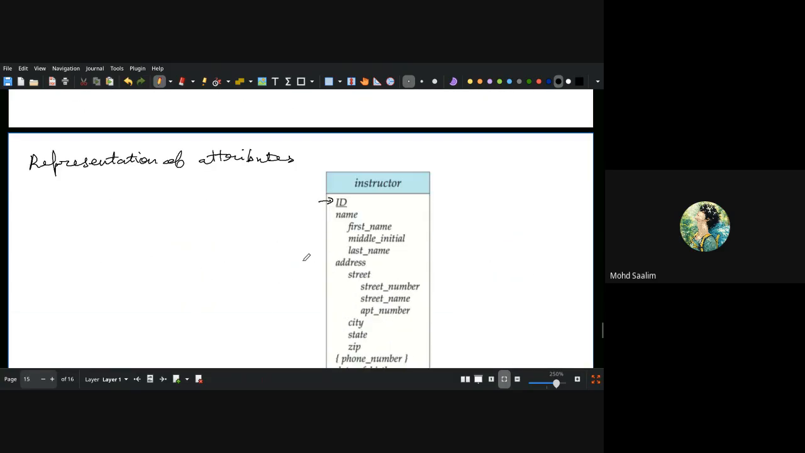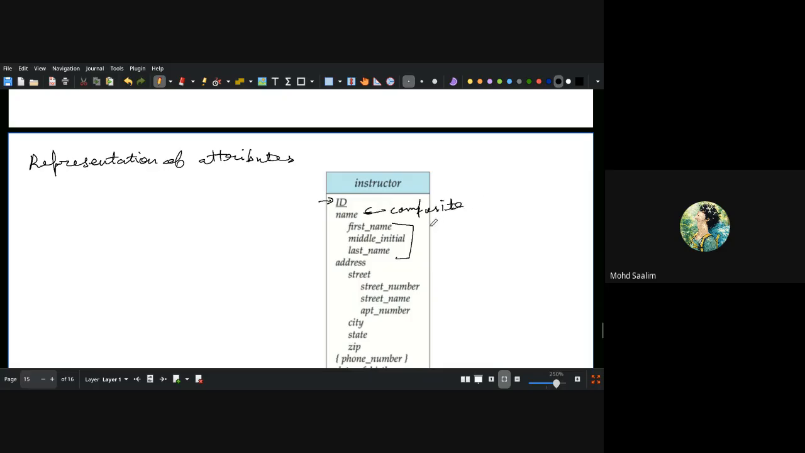But when you have a composite attribute, what is a composite attribute? That can be broken into further meaningful sub attributes. Then you show these broken parts like this. For example, if you pick the name, it can be broken into three parts. So you will determine three parts like this in ER diagram: first name, middle initial, and last name. So these all three are the sub attributes of our main attribute name. So this name is a composite attribute.